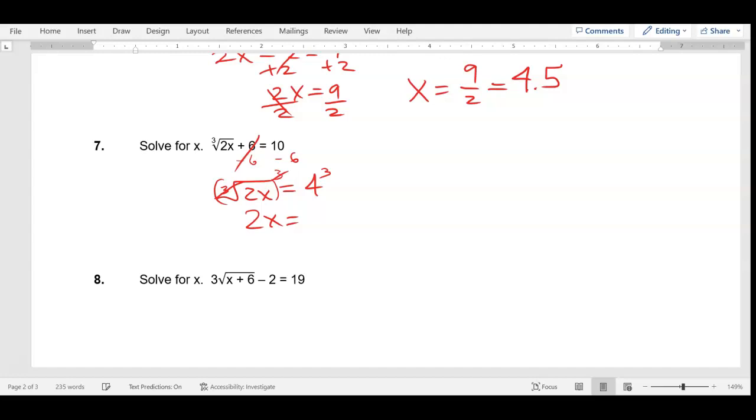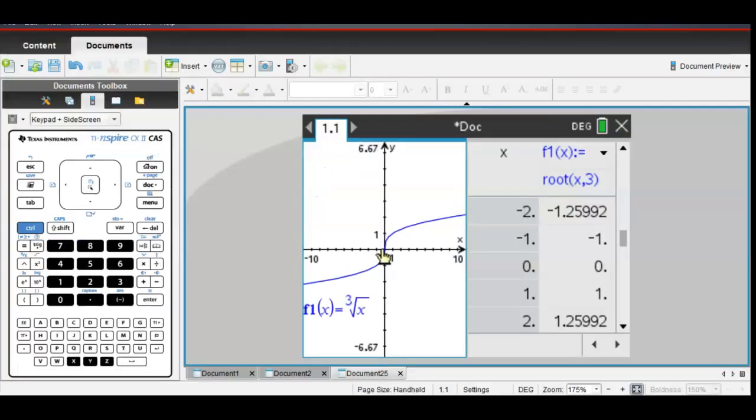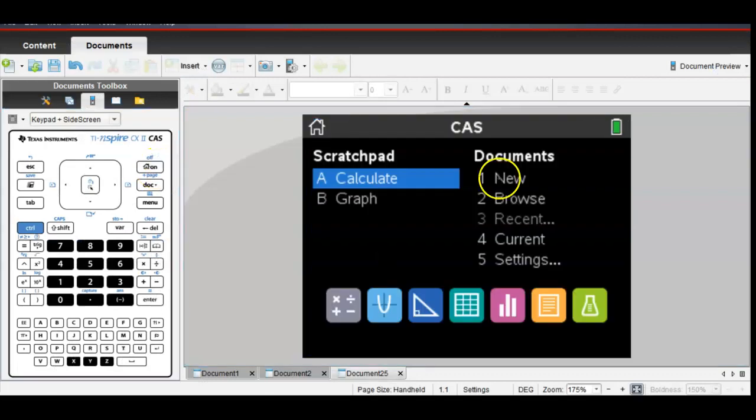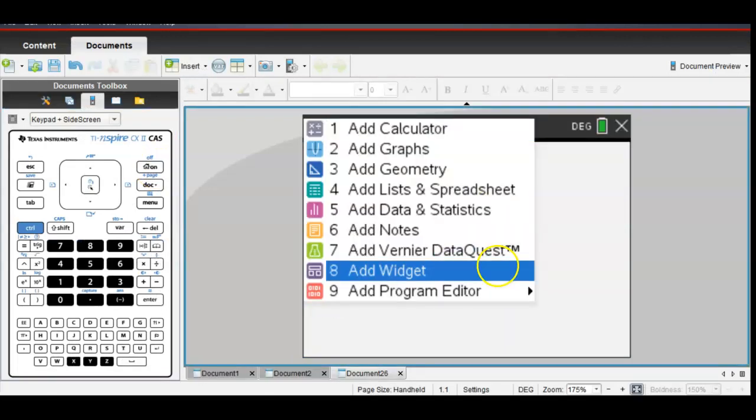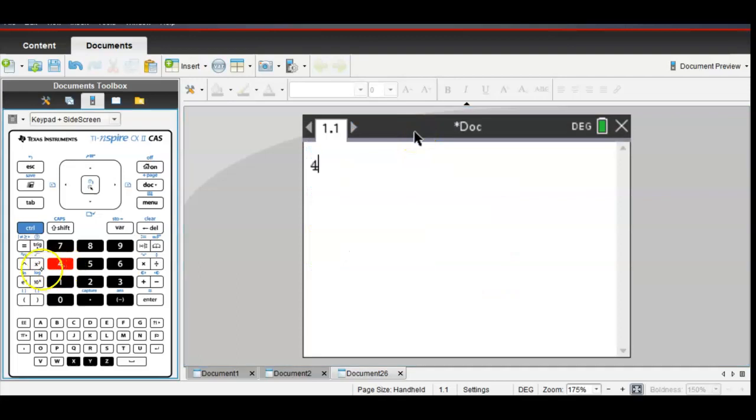Now what is 4 cubed? 4 cubed is not 12. It is not 4 times 3. Please remember, if you go to your calculator, 4 caret 3 will never be 12, because it's 4 times 4 times 4. Remember, cubing means times itself 3 times, right? So again, it's 64.